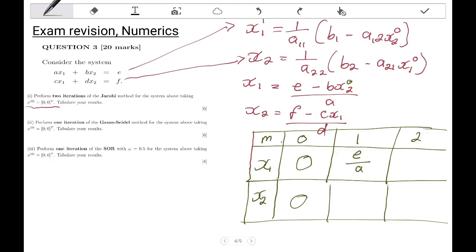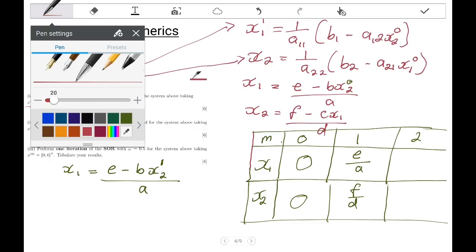Then if you are left with f over d, that means your first iteration of x2 is going to be f over d. Then we move on to the second iteration. So now for the second iteration, we're going to have x1 is equal to e minus b x2. We substitute by the first iteration now. We're no longer substituting by the initial one, because we always substitute by the previous one.